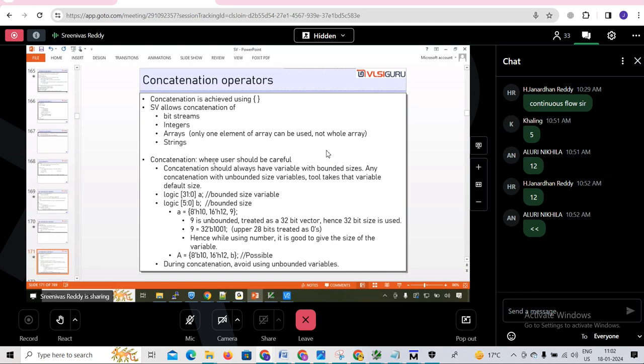When you're doing concatenation, where should you be careful? I mean, what precautions should you take? Concatenation should always have variables with bounded sizes. For any concatenation with unbounded size variables, the tool takes that variable's default size. Understood this?